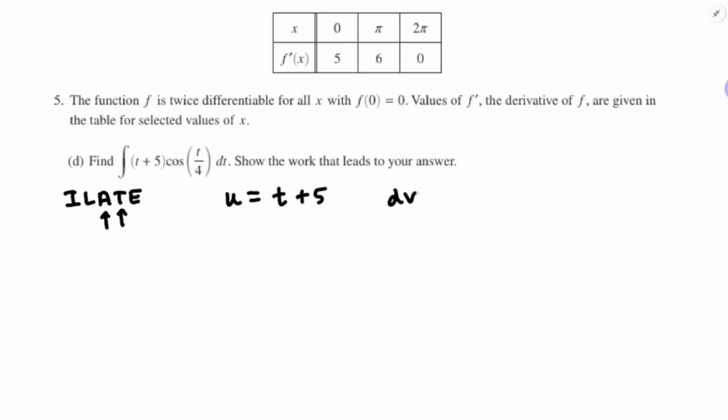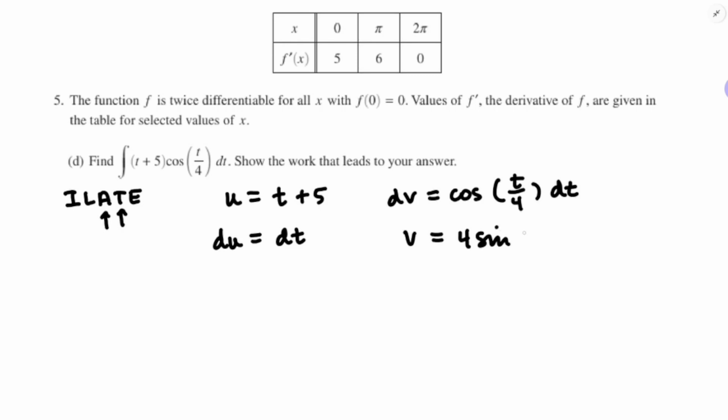And then dv is going to be equal to cosine of t divided by 4 dt. And take the derivative of u, the antiderivative of dv, so that would be 4 sine of t divided by 4. Okay, remember that the integral of u dv, this isn't even a definite integral, it's just an antiderivative, equals u times v minus the integral of v du.